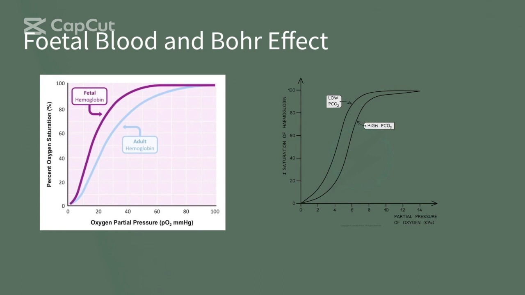It does this because carbon dioxide creates a slightly acidic environment. So again, this is going to be a change in the structure of hemoglobin, changing the shape of hemoglobin, the protein, making it easier for the oxygen to be released.